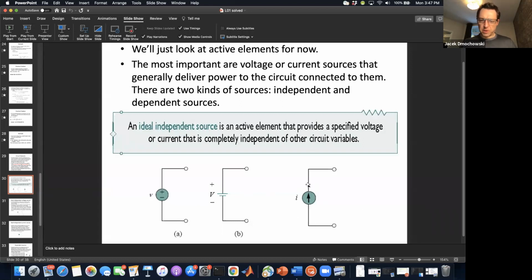Similarly, in this picture, we can guarantee that no matter what this branch is connected to, a total of I amps will flow out of this node and flow into this node.